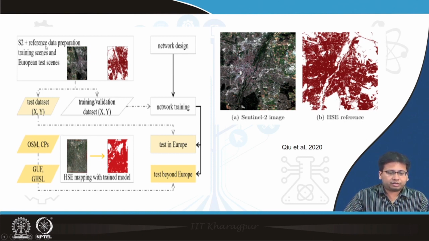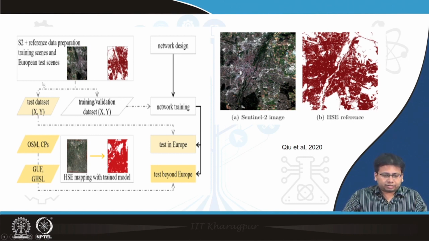First they have the reference data preparation: the training scenes and the ground truth labels. The red indicates the places where humans are actually settled, and the white may indicate rivers, or the ones near the edges may indicate open fields or pasture lands and so on. So this is the image captured, and this is the ground truth label. These pairs are fed to the network which they have designed for training.